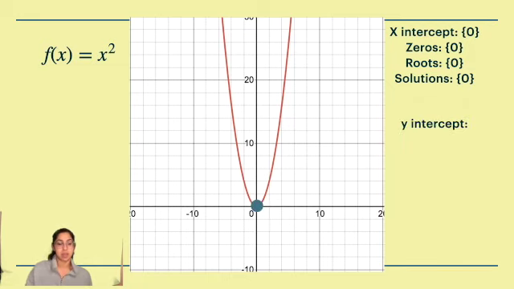Speaking of, here's our y-intercept. It's in the same spot because it's going through the origin. So our y-intercept is (0, 0). Y-intercept is a point.